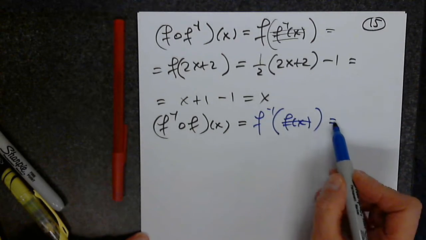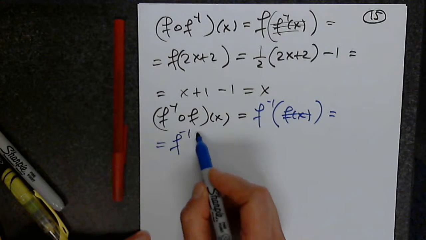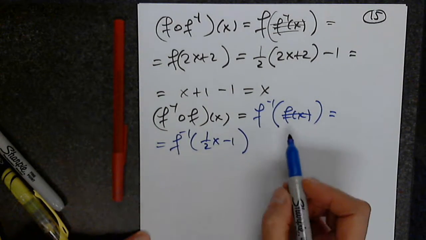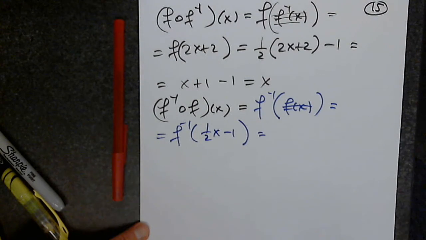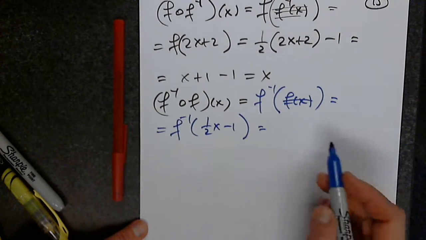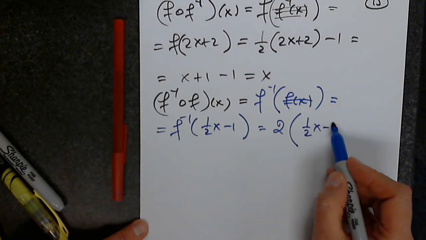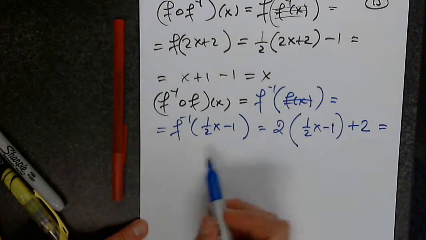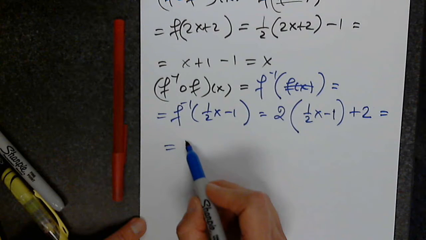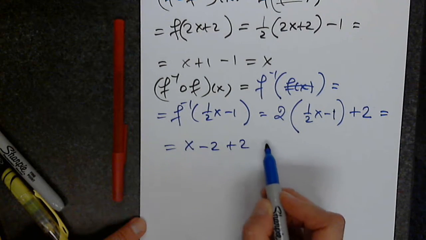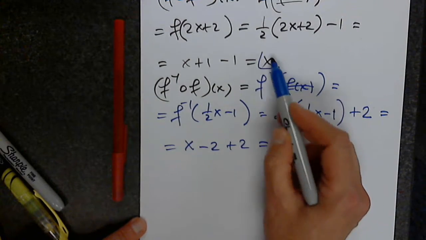I replace this by 1/2 x minus 1. Very good, 1/2 x minus 1. And now I look at f inverse, which is 2 times whatever plus 2: 2 times parentheses 1/2 x minus 1, plus 2. Very good. What do I get? You get 1x minus 2 plus 2, which is x. So plain x, nothing happened to x.